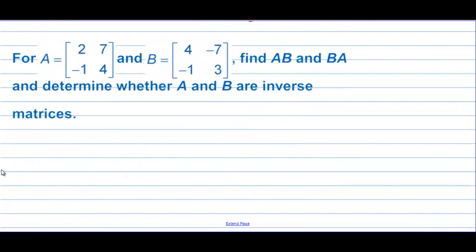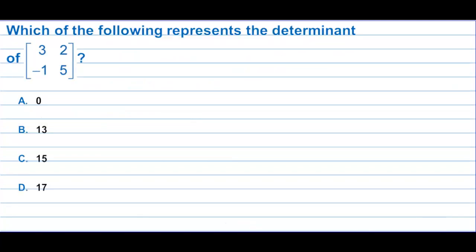Let's take A times B. We have 2 times 4, that's 8, minus 7, that's 1. Then we have 2 times negative 7, that's negative 14. And 7 times 3 is 21. And that is not going to be 0. These are not inverses.